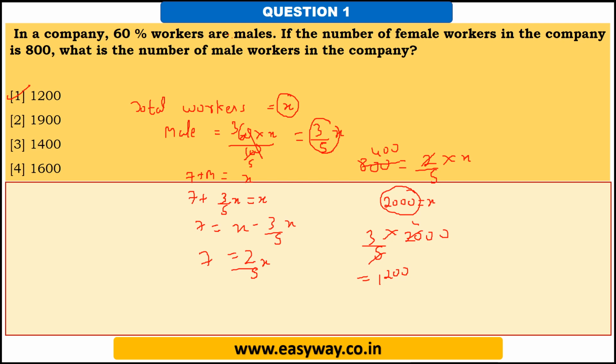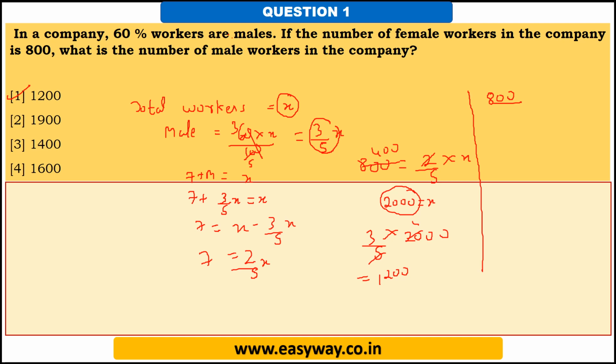Now the easiest way of doing this question is, here they have told us 60% of workers are male, and in the company the females are 800. So what we have to do? We have to take 800 females. Now what is the percentage of females? This is the shortcut way of doing the question. If 60% are male, then females will be 40%.